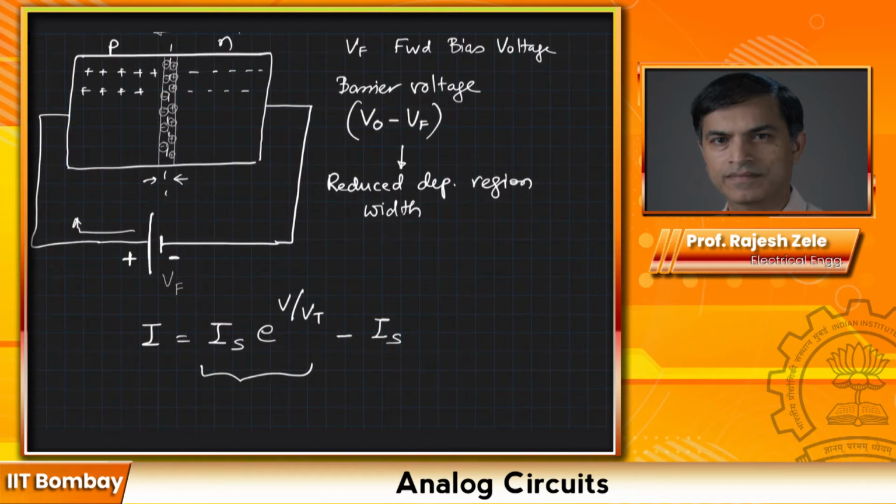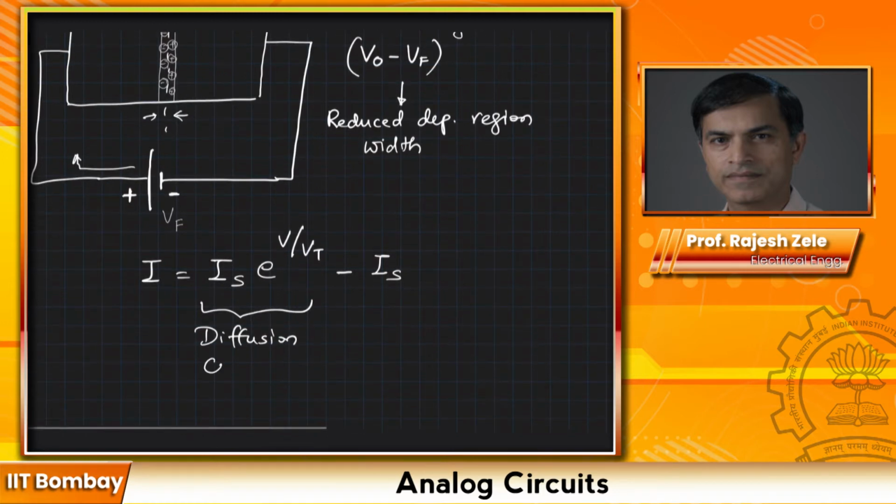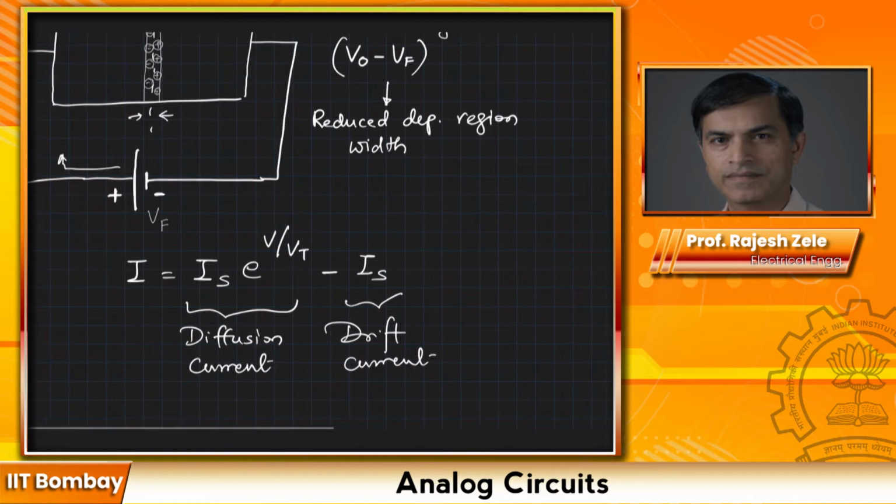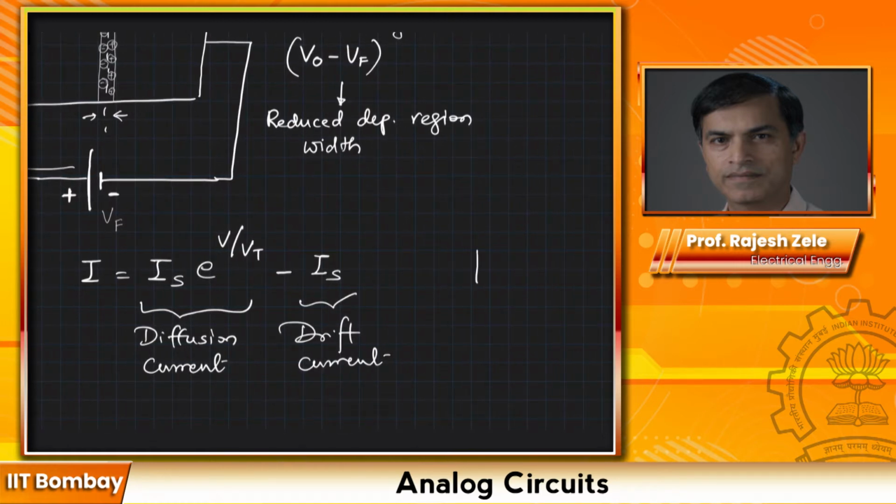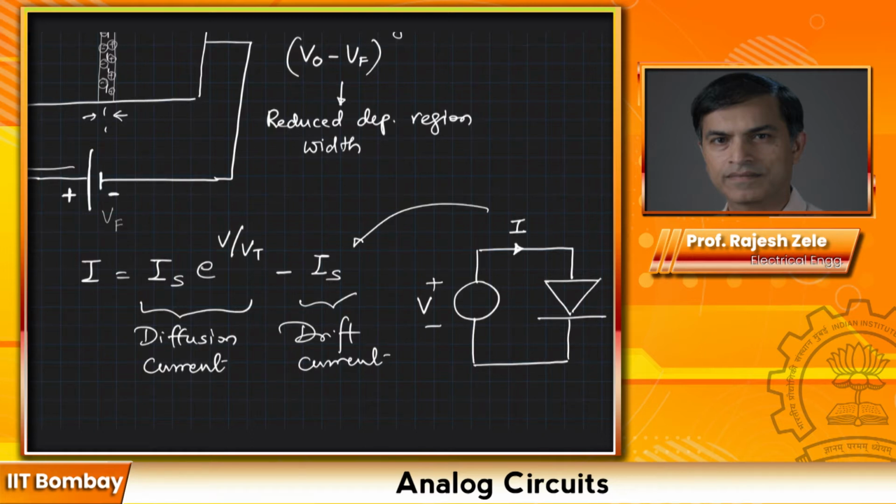And this part is called diffusion current, and this is our drift current. Okay. And the model is, I am applying voltage V across the diode like this, and the current is flowing in this direction, I, and this is the model that we are talking about.